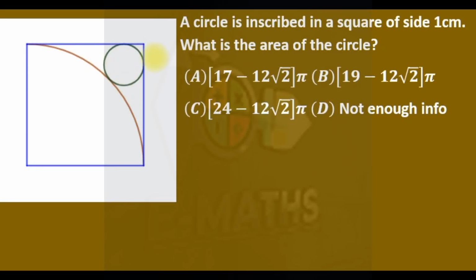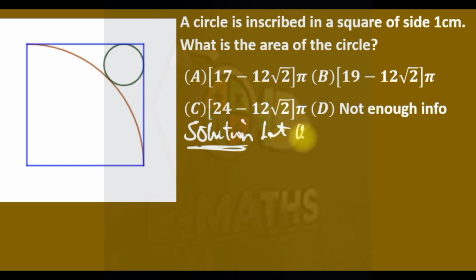Okay, we are given the diagram. They say a circle is inscribed in a square of side 1 cm, and I ask, what is the area of this circle? There is a way I will solve this by using the relationship connecting the radius of this circle and the side of the square.